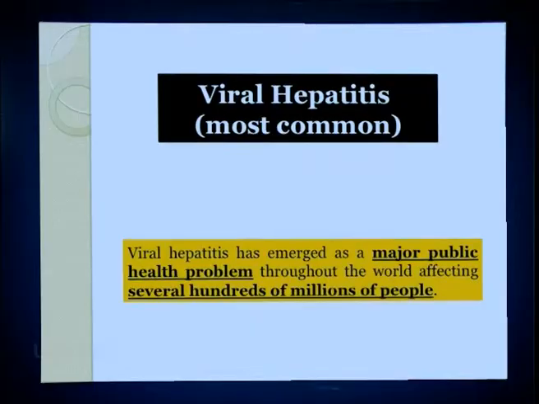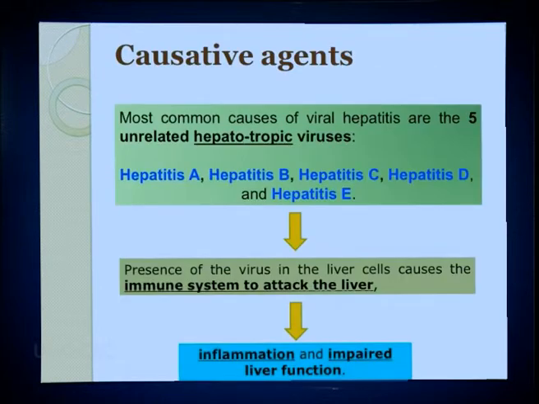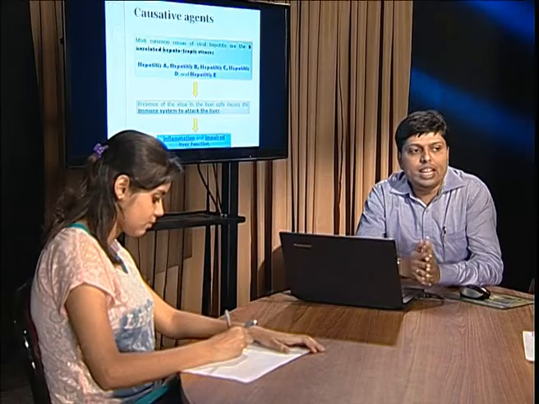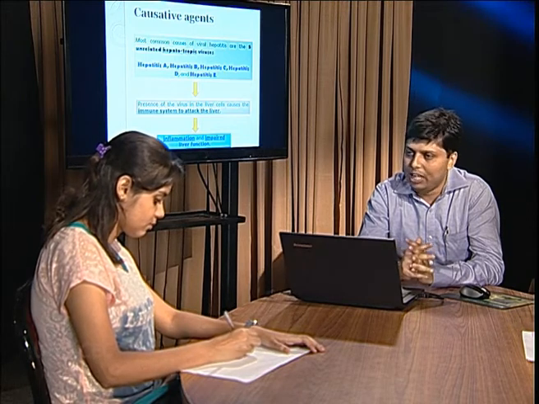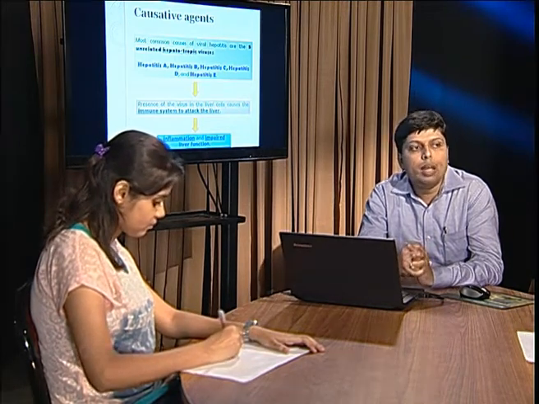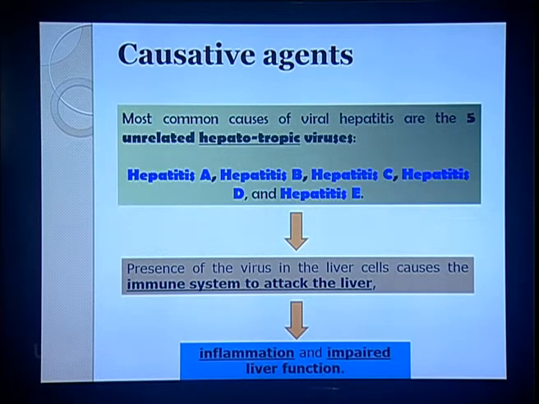Now, our main focus will be on viral hepatitis because it is the chief cause of hepatitis all across the globe. Now, this is a severe health problem and it affects several hundreds of millions of people all across the globe. Now, if we look at the causative agents, it is caused by a group of 5 totally unrelated hepatotropic viruses. These viruses are of 5 principal types: hepatitis virus A, B, C, D and E.